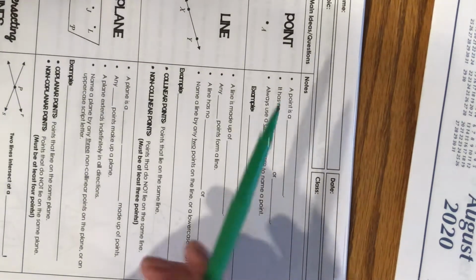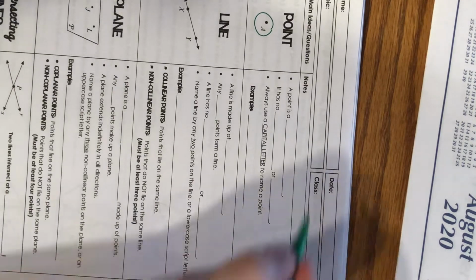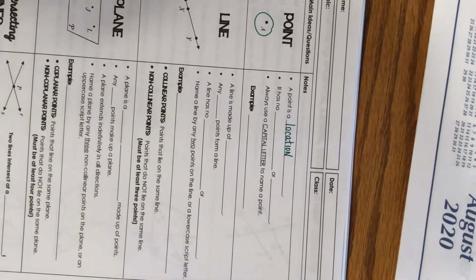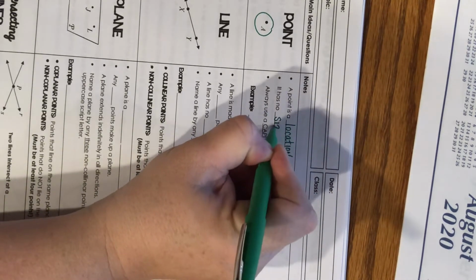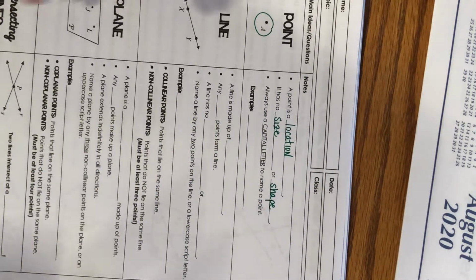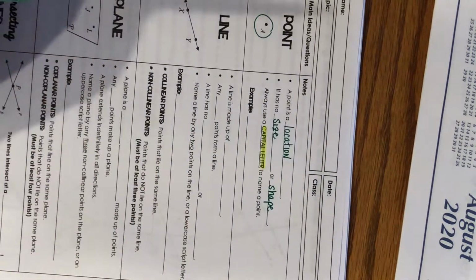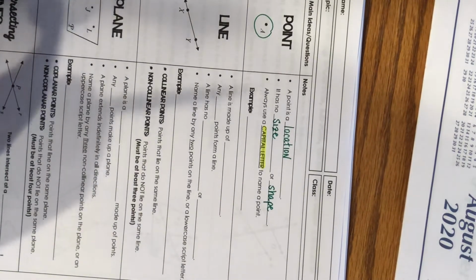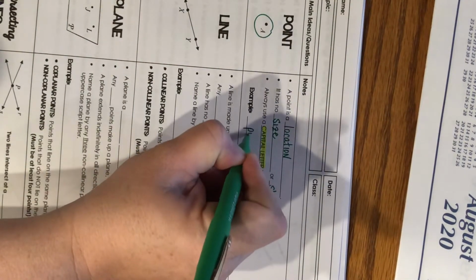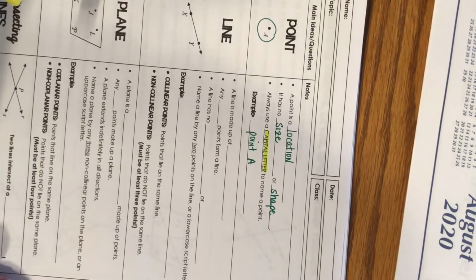All right, a point is our first vocabulary word. This is an example of the point. A point is a location. It has no size or shape. Always use a capital letter. I'll highlight that. Always use a capital letter. If you use a lowercase letter, that's not the correct way. It definitely means something different. So always use a capital letter. So for the example of this point here, I would put point A.